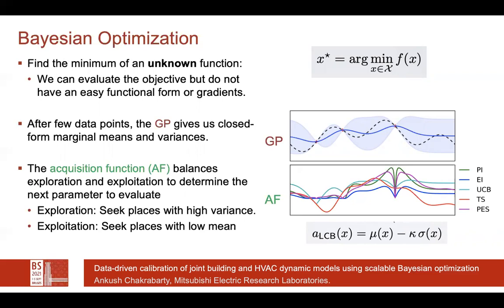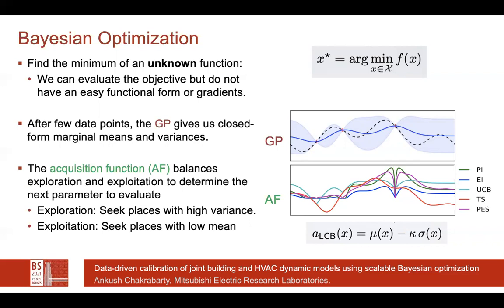So the two main pieces of Bayesian optimization are the Gaussian process, which is a way of doing probabilistic regression, where if you've seen some parameters before and you know the cost associated with those parameters, you can use that information to model the entire function over the entire admissible set of parameters with uncertainty quantification. So you can get closed form marginal means and variances.